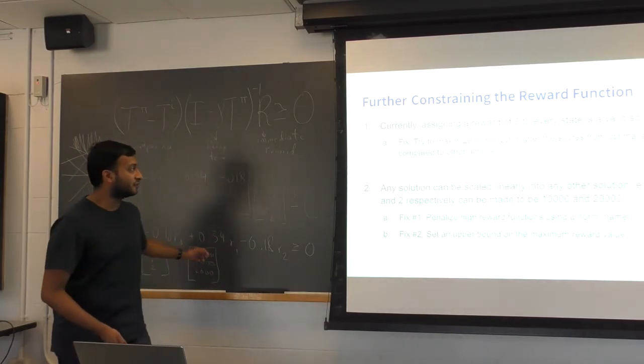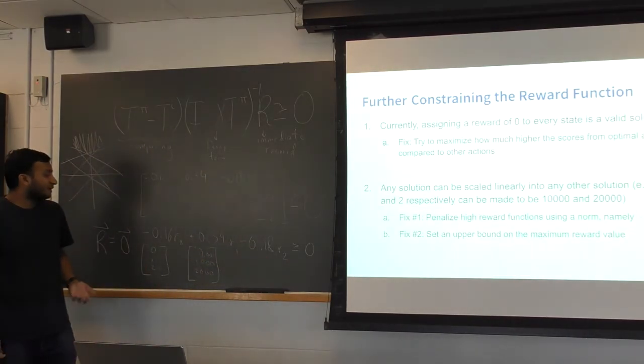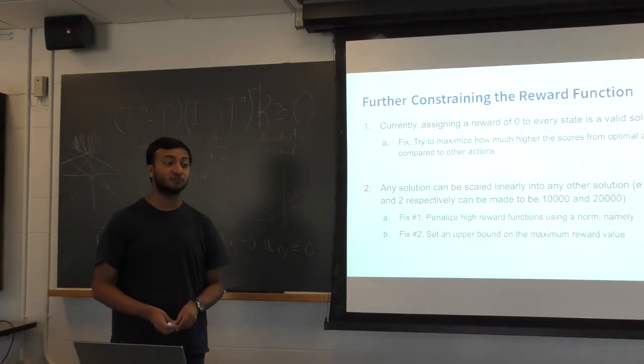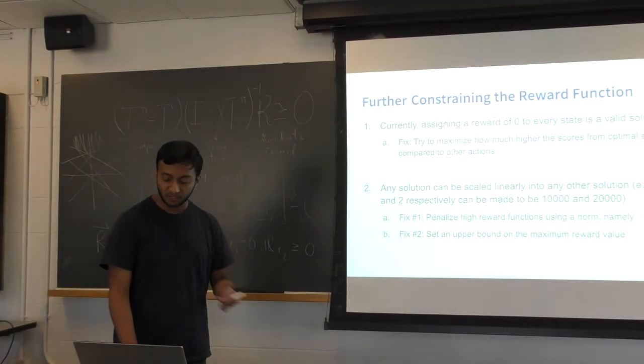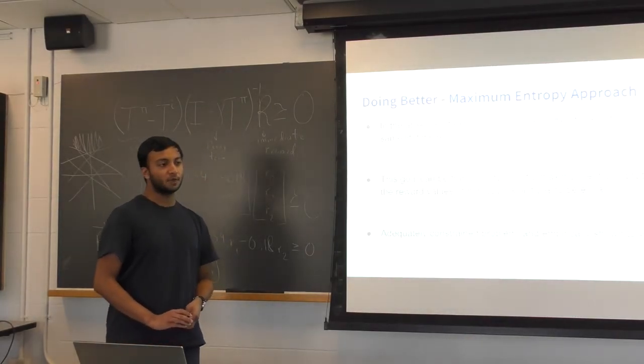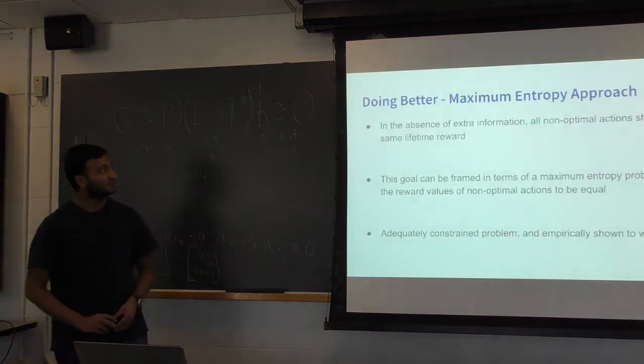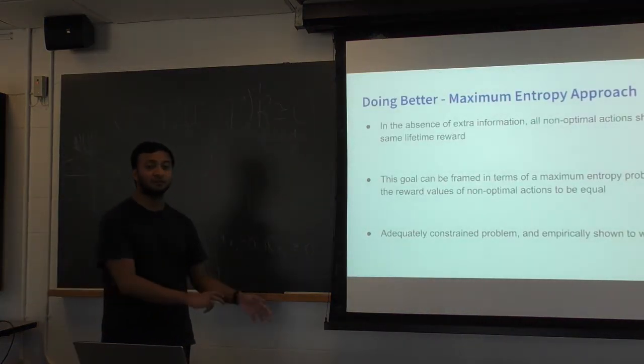And these are some improvements. They take away some of the, I guess, somewhat more obvious issues with the reward function, but it's still kind of an infinite number of reward functions that you can potentially get. So I'm going to talk about doing better. And this involves an idea of maximum entropy. That's kind of a scary word, but it actually comes down to a fairly simple idea.